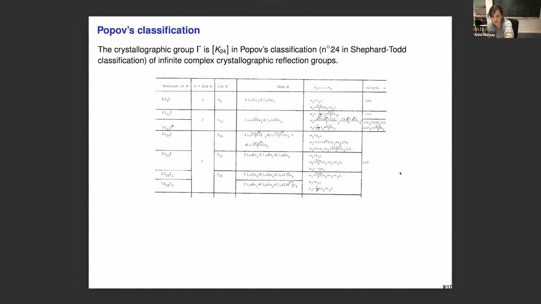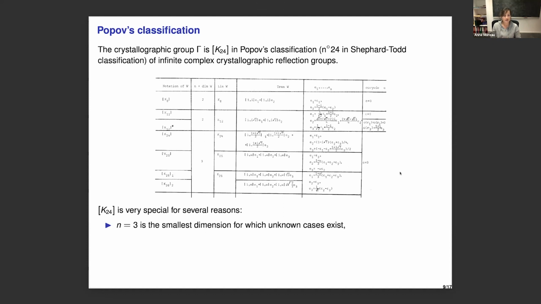And the fact that the cocycle is 0 tells you that K24 is split. Okay, so now we notice that K24 is very special for several reasons. First of all, here n is equal to 3, it acts on C3, and C3 is the smallest dimension for which nothing is known about the Bernstein-Schwarzman conjecture for a genuinely complex reflection group, outside Coxeter types, I mean.